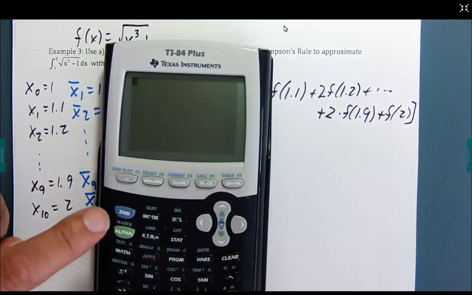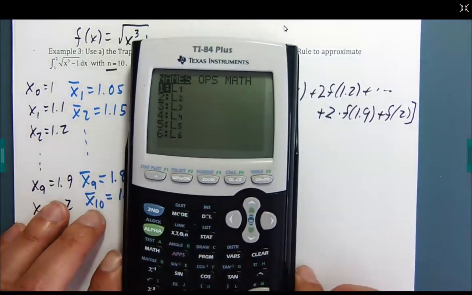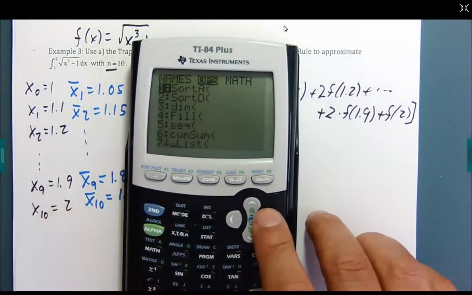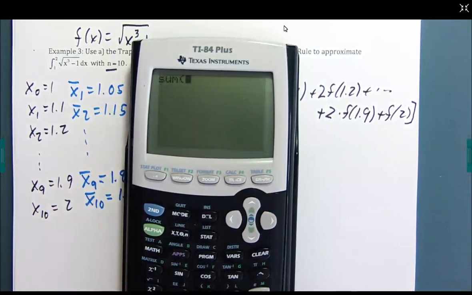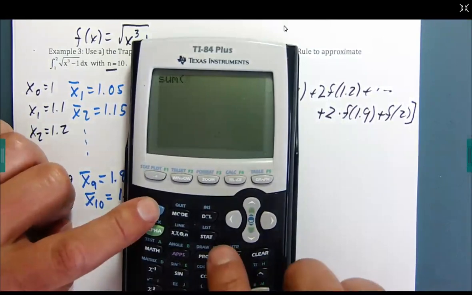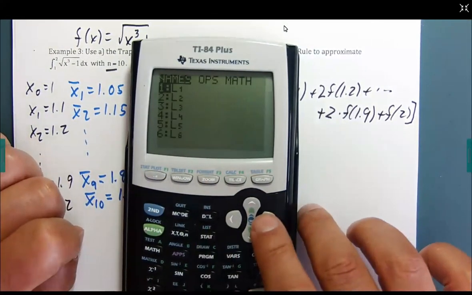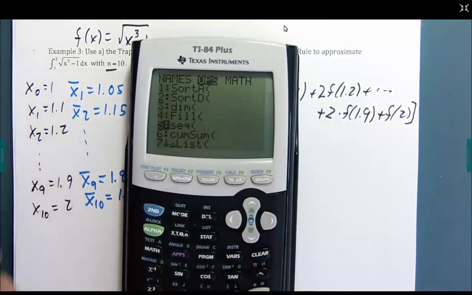So we're going to go to second stat. I'll go a little slow here. I'm going to go over to math, and I'm going to go down to sum. So I'm going to add up the sum of, so all I do is hit enter. Now I'm going to do second and stat again. Now we're going to go to operations. We're going to go down to sequence.